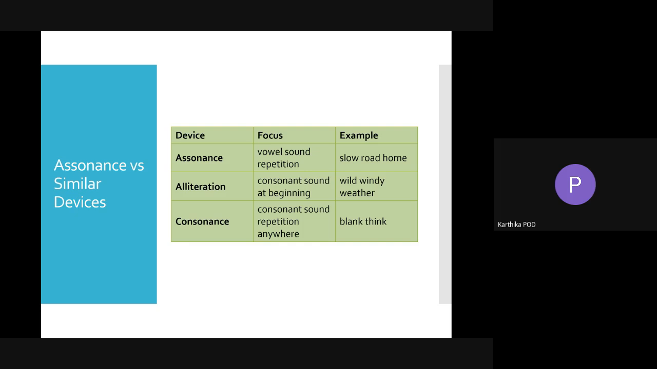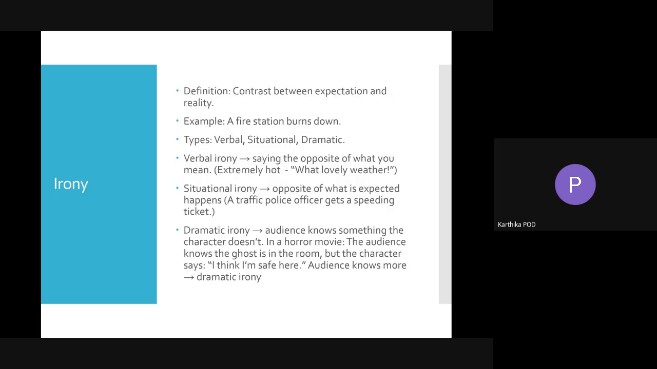Consonance is where consonant sound gets repeated anywhere. And if the consonant sound gets repeated at the beginning, then it is called an alliteration. Otherwise, in a general, umbrella term, it's called consonance. And within the consonant sounds, if the repetition is of the consonant sounds that produce a hissing sound, then it is called sibilance, right? Anything like sh, and all that.